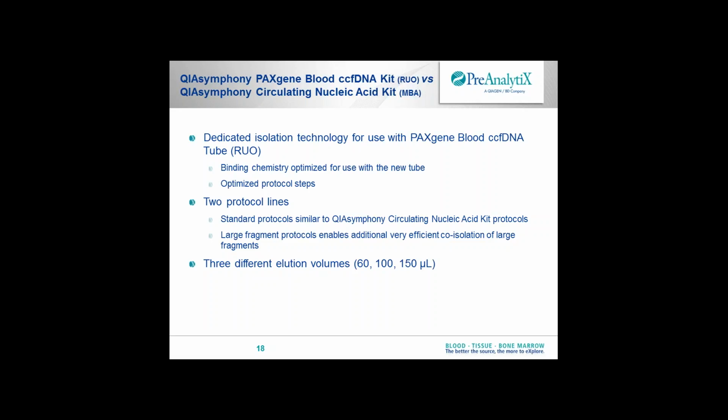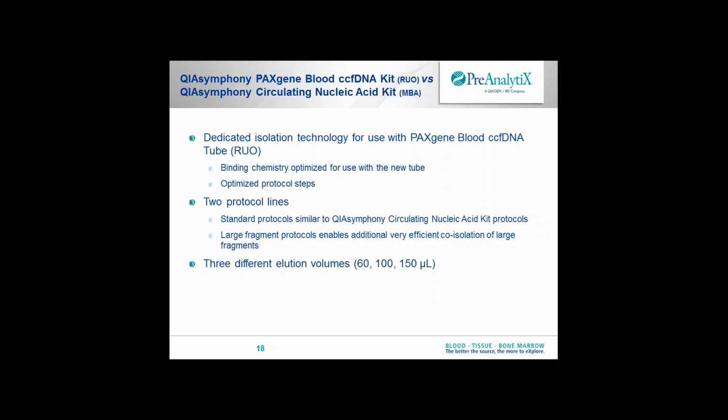Furthermore, in contrast to the generic kit, we have 2 protocol lines. As I mentioned in the very beginning, we have downstream applications for customers who are concentrating on the small fragments of ccfDNA, but there are also applications in the field that use the large fragments, mainly from necrotic processes. Therefore, we decided to have 2 different protocol lines, all with 1 kit, but 2 different protocol lines.